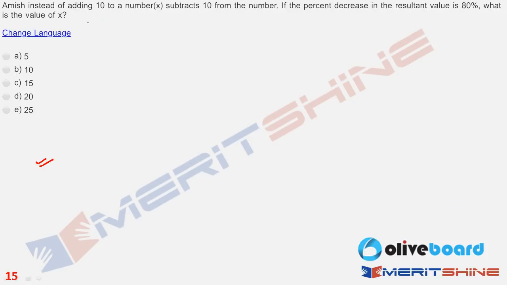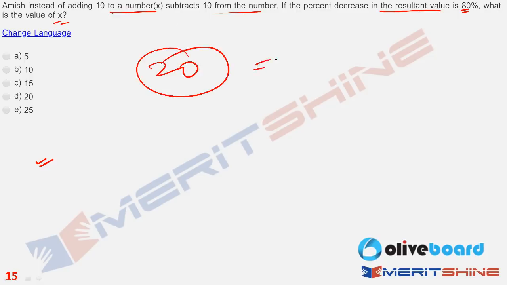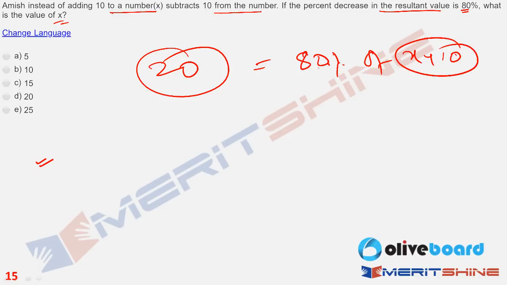Okay. Let us look at this question. Amish, instead of adding 10 to a number, subtracts 10 from the number. If the percentage decrease in the resultant value is 80%, what is the value of x? What is the difference he is creating? 10 minus 10, 20 is the decrease he is doing. And that is decreasing the value by how much? 80%. 80% of what was the number going to be actually? X plus 10. So 80% of what number is 20? Clearly 25. So x here clearly is 15. You can do it even by substituting the values. Simple question.